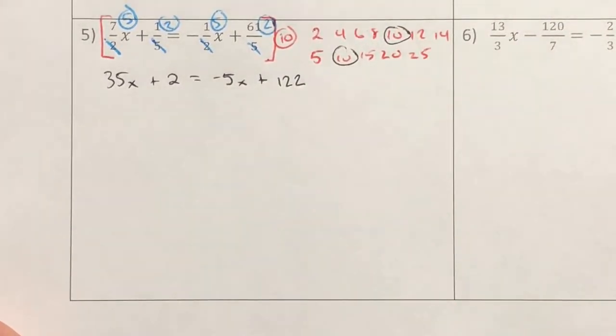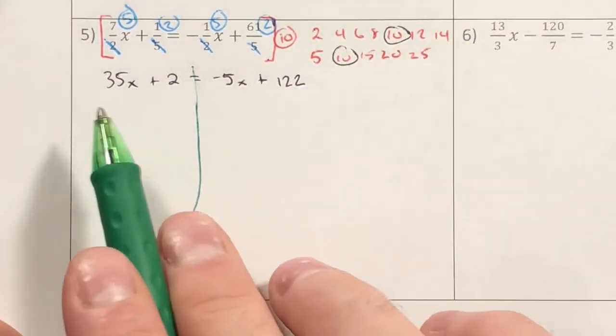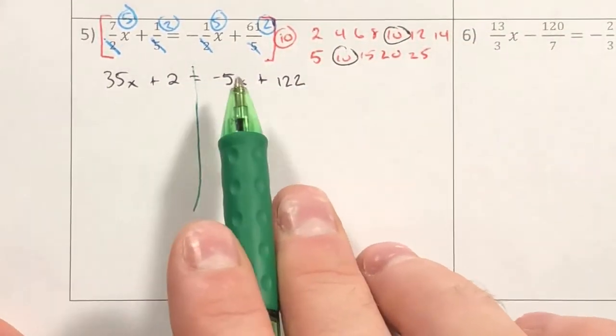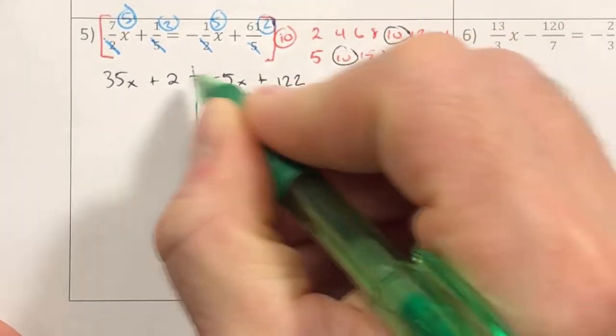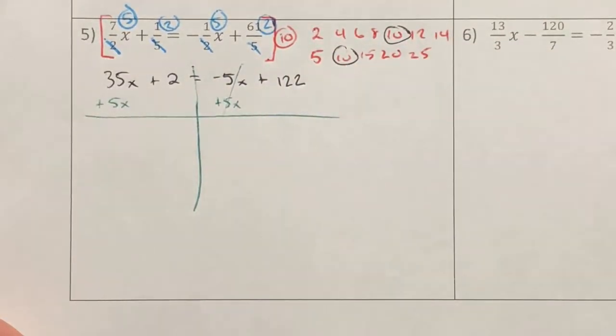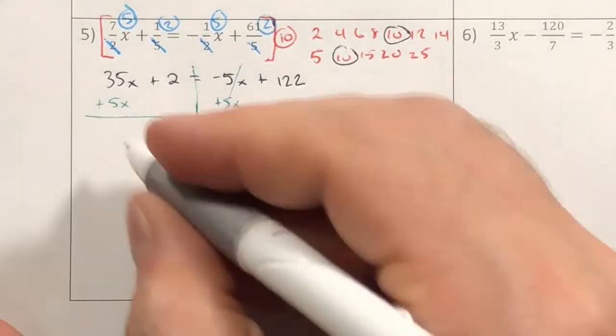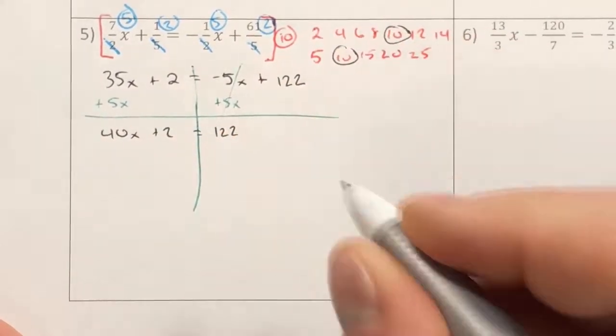Perfect. So I have this, and I'm going to go through and I'm going to solve the equation, which means I see an x on both sides. I need to either get rid of this or get rid of this. I'm going to get rid of the negative 5x by adding it, which means I do the same over here. It, in effect, gets rid of that term. So I have 40x plus 2 is equal to 122.